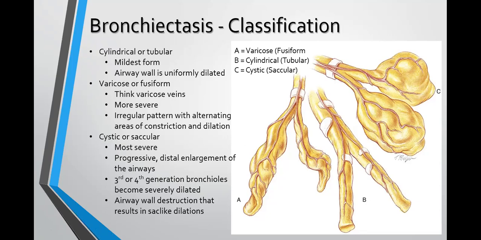Wait. Let's strike that. Varicose is more severe than cylindrical. I'm glad this is being recorded. Varicose is more severe than cylindrical, but the cystic or the saccular is most severe, okay? So look at my lips. Cylindrical or tubular is the mildest form. Varicose is more severe than cylindrical, so it's like number 2, the second level of bronchiectasis. And the third level and most severe form is cystic or saccular.